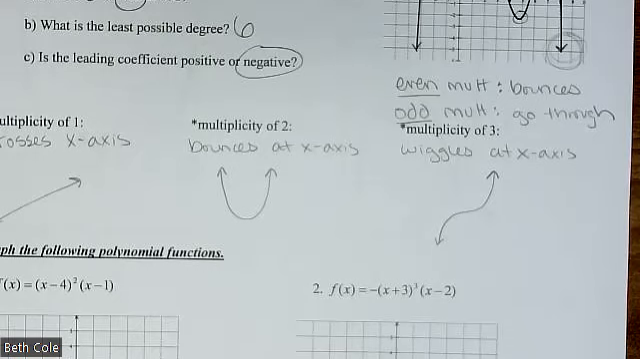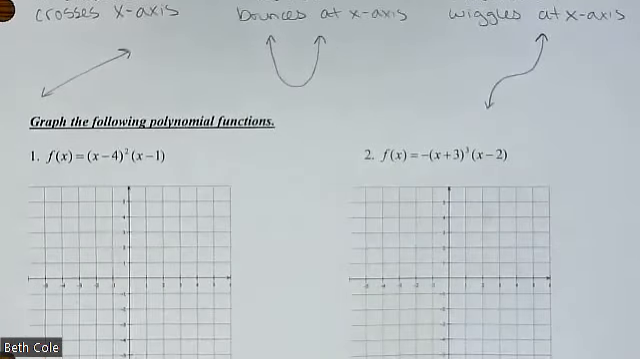Say it was a power of 57. Is 57 even or odd? Odd. It would go through. Do you get what I'm saying? So if I asked you about one higher than 3, that's how you tell. All right, so we're going to graph these. I love this. It's like doodling in math class.